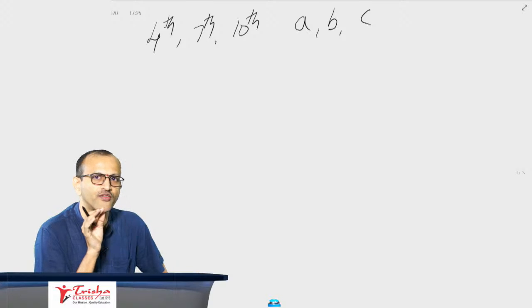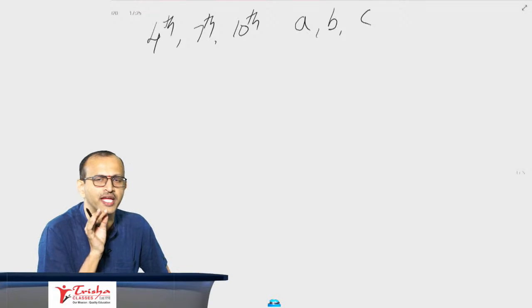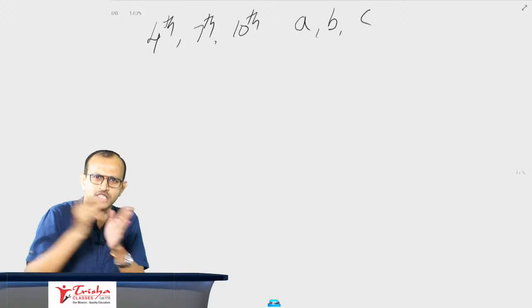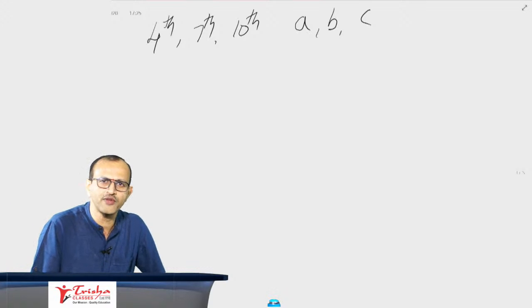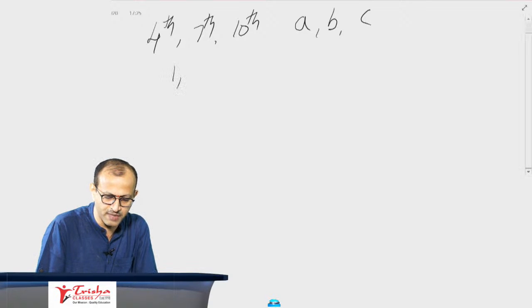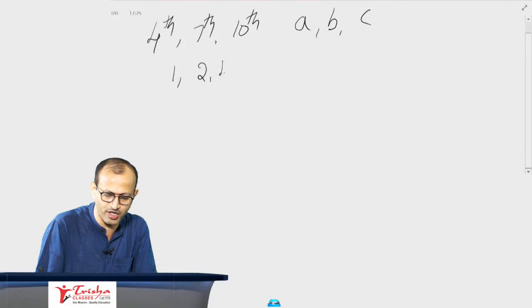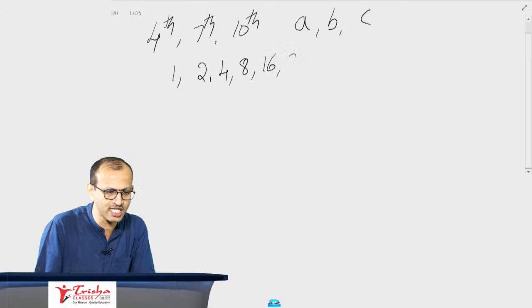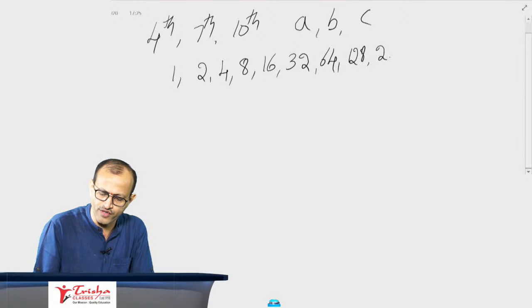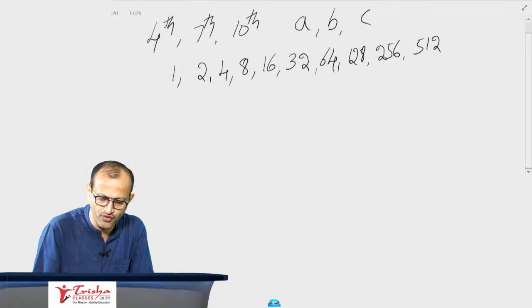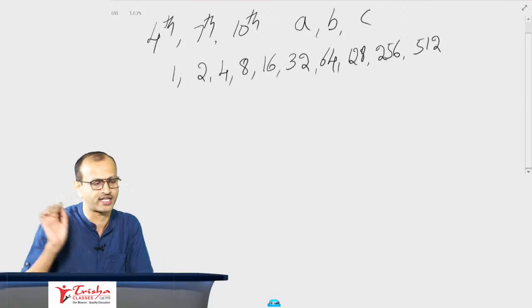Excellent. I will ask you, you all answered GP. Can we make one simple GP that goes up to 10 terms? I will do like this. Simple GP: 1, 2, multiply by 2, 2 2s are 4, 8, 16, 32, 64, 128, 256, 512. That is 1, 2, 3, 4, 5, 6, 7, 8, 9, 10.